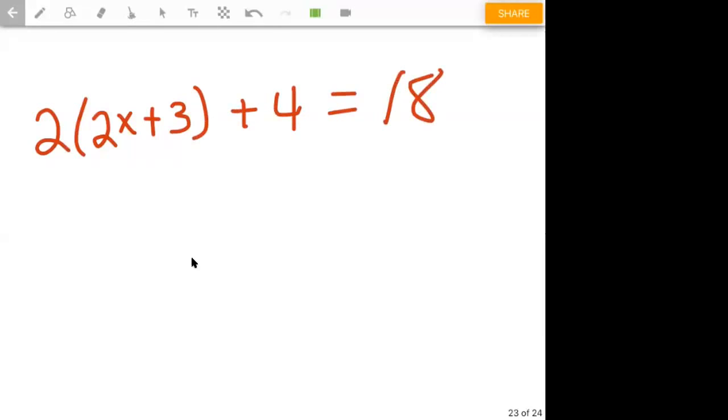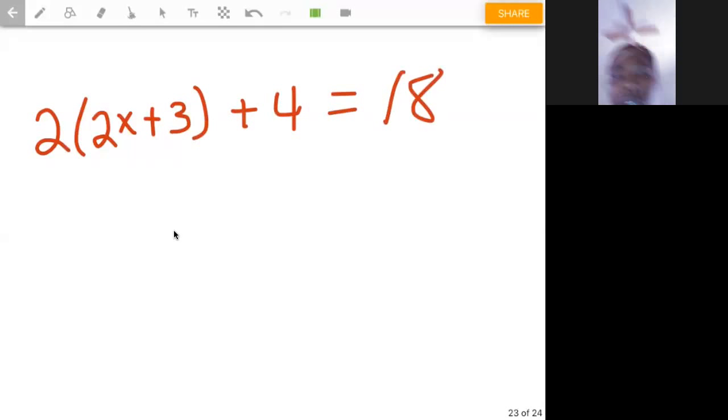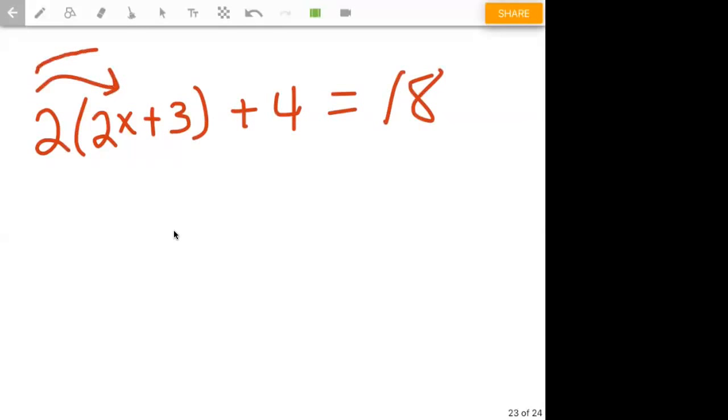All right, so if we look at this one. So do we have anything to distribute? Yes, we have to distribute the 2 into the parentheses. Right, so it goes to the 2x, the 3. Does it go over to the 4?